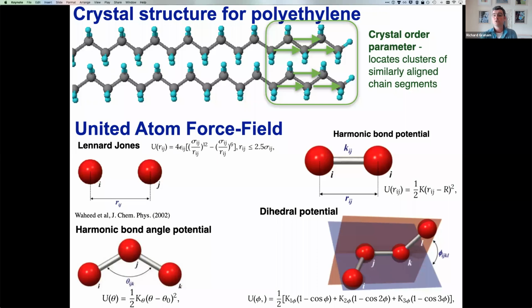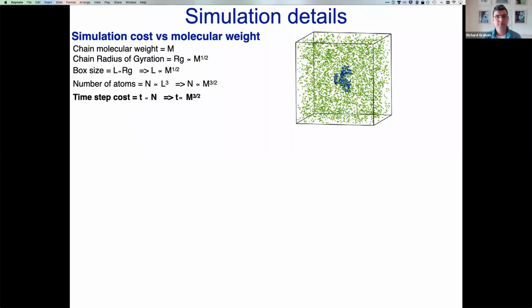It's a fairly well-established force field. The other thing that we introduced was an order parameter, which was a way of detecting crystallization in our simulations. And it's actually a fairly simple idea. Our order parameter just looks for clusters of similarly aligned chain segments. So it looks for the alignment of chain segments, and then looks for clusters of segments that are spatially close and aligned in the same direction, and assigns those as crystalline regions.